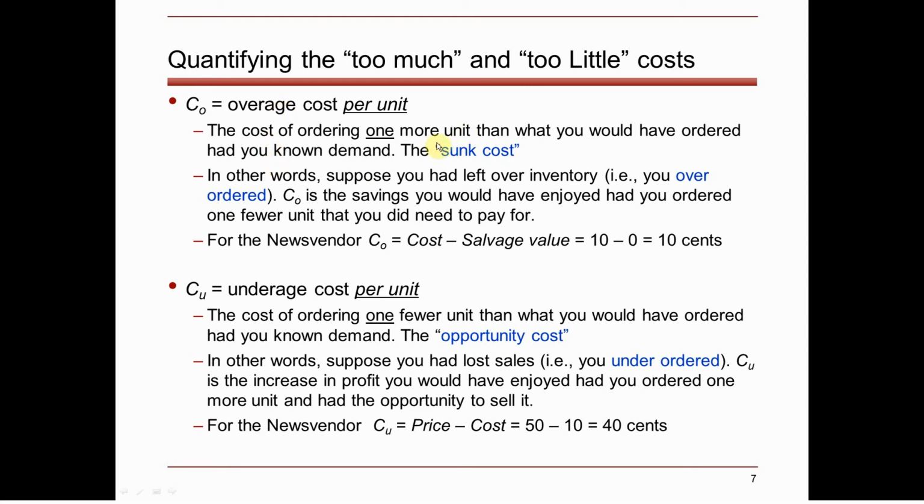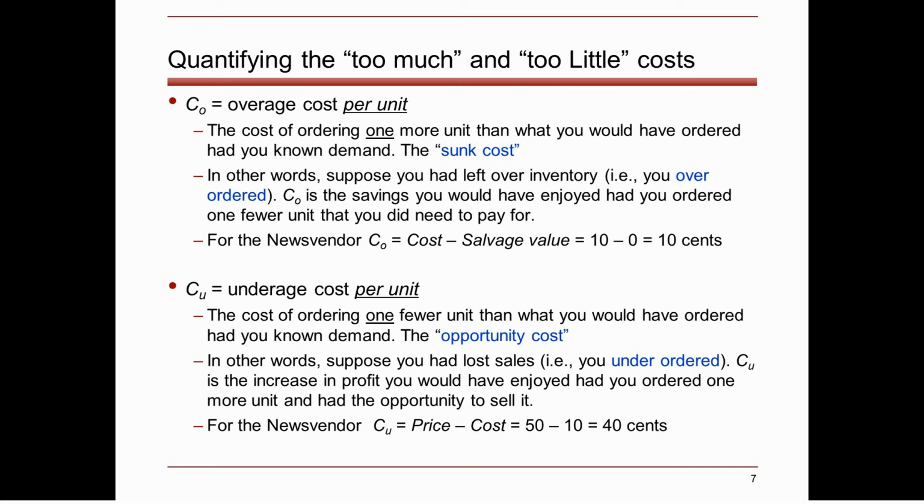Again, sometimes we call what is known as the sunk cost, and it's a little tricky to think about, because what does it mean to talk about the overage per unit? It's the cost that we would incur, or the loss, but the way that we get the loss is we think about how much it would cost us to order one more unit than what we would have ordered had we known the demand.